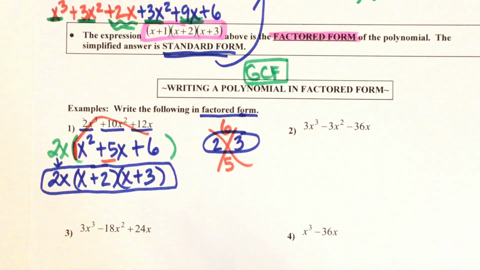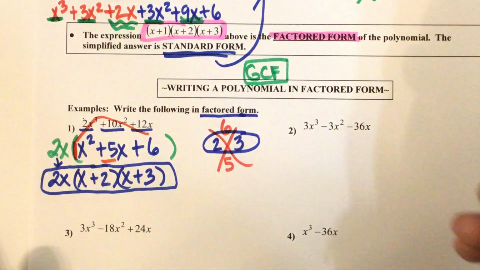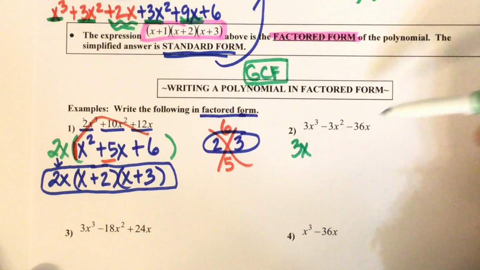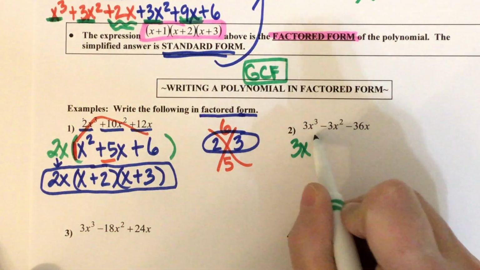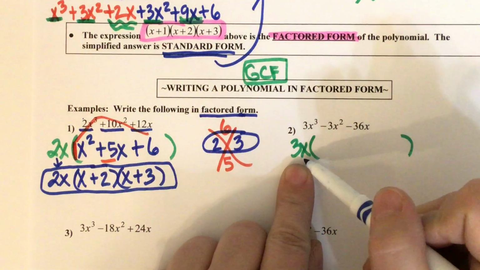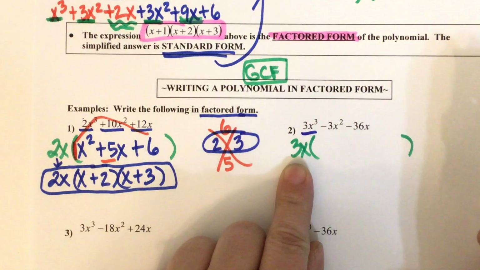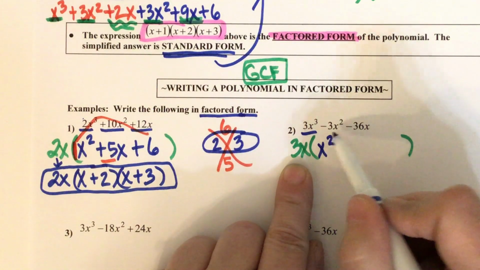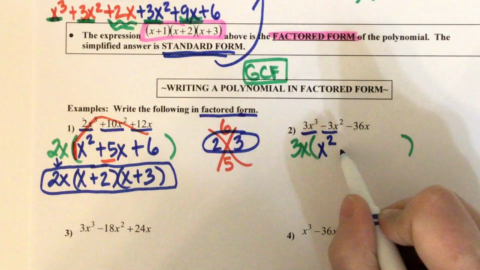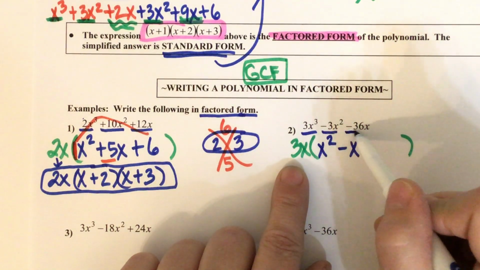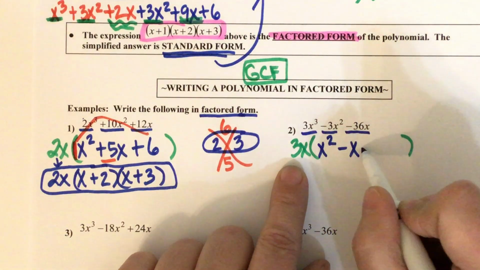Okay, number 2. Starting off with the GCF. Do you think we have one? We sure do. It is 3x. 3 can divide into 3, 3 and 36, and they all have an x. Okay, build your parentheses, and let's get back the original problem. 3x times what makes 3x cubed? X squared. 3x times what makes a negative 3x squared? Negative x. And 3x times what makes a negative 36x? A negative 12.